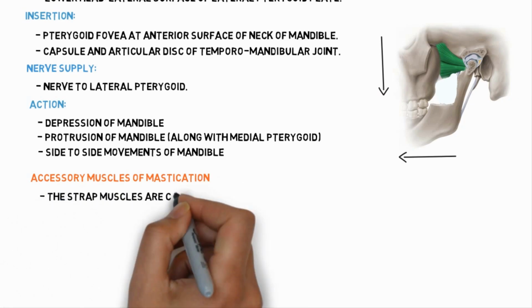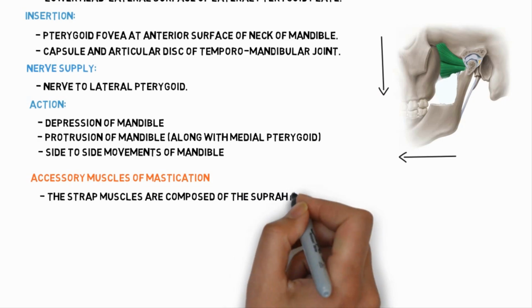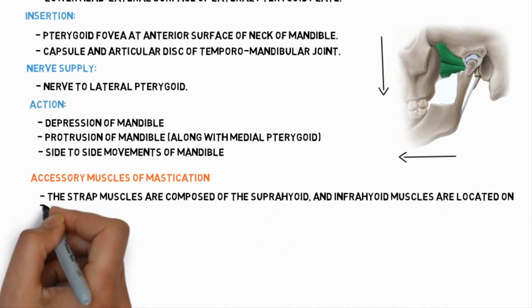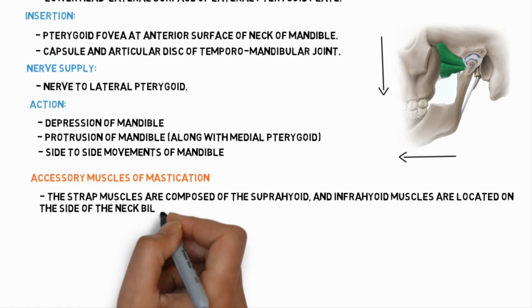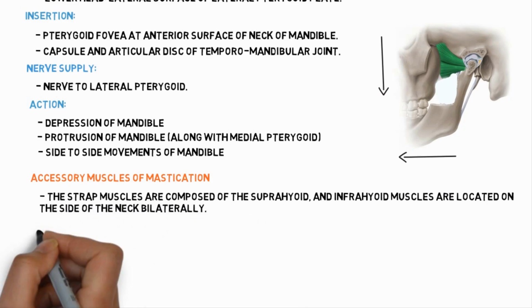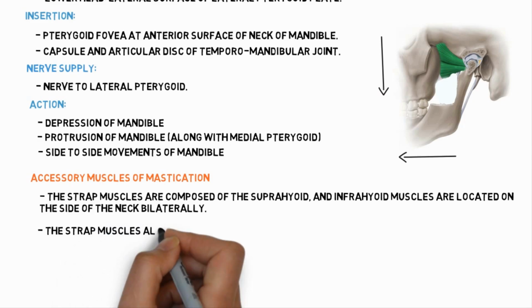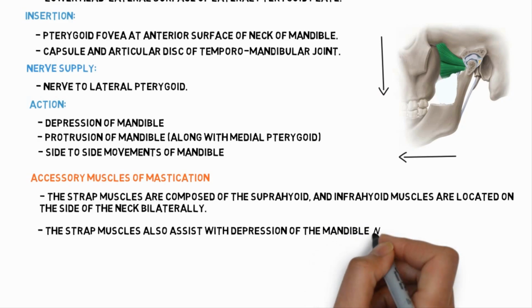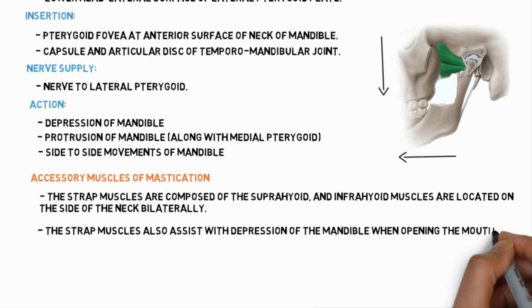Now let's learn about accessory muscles of mastication. These are strap muscles composed of suprahyoid and infrahyoid muscles, which are located on the sides of the neck bilaterally. These strap muscles assist in depression of the mandible when opening the mouth.